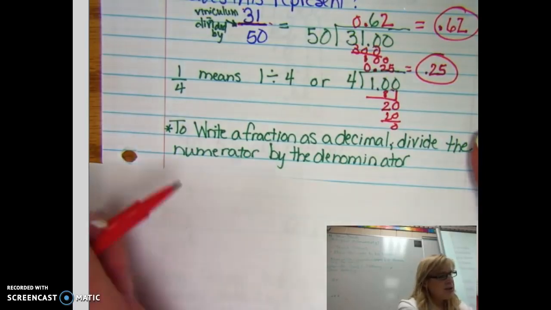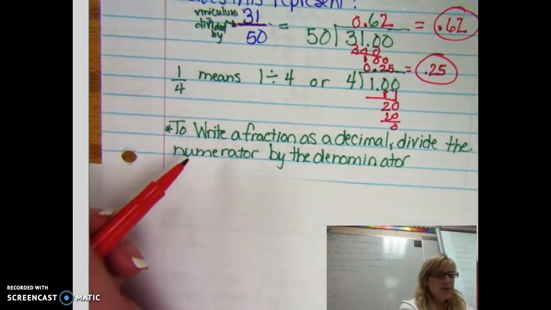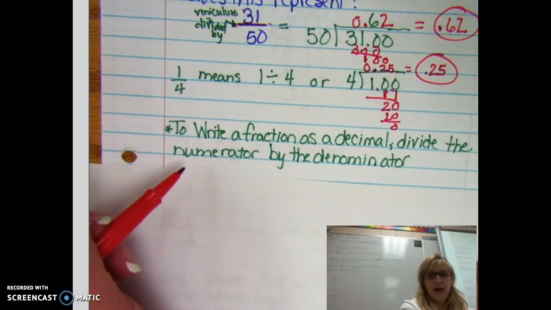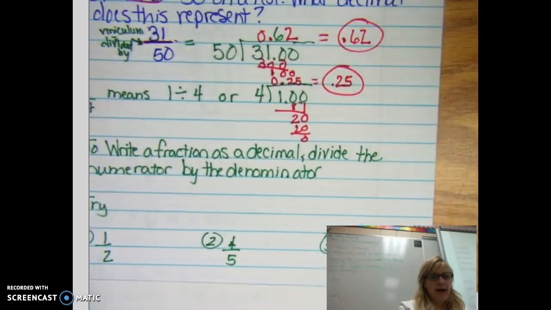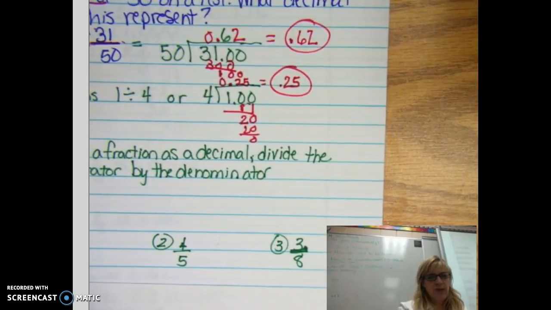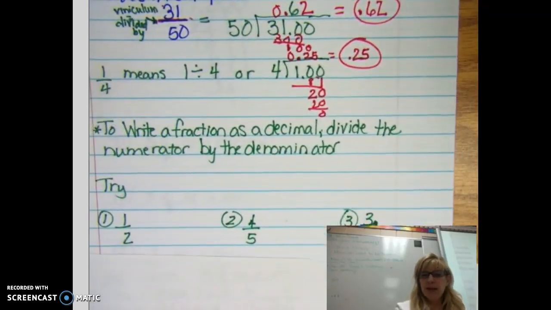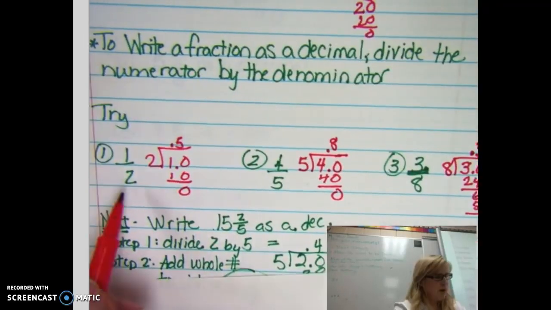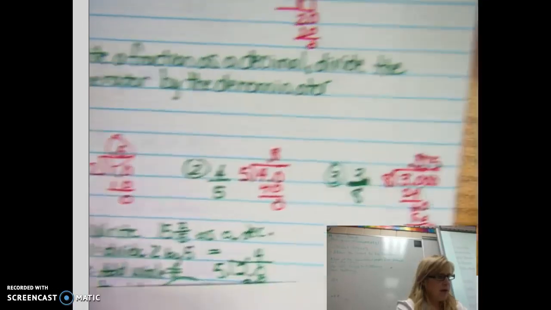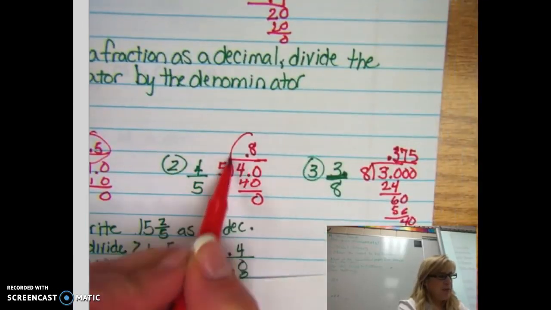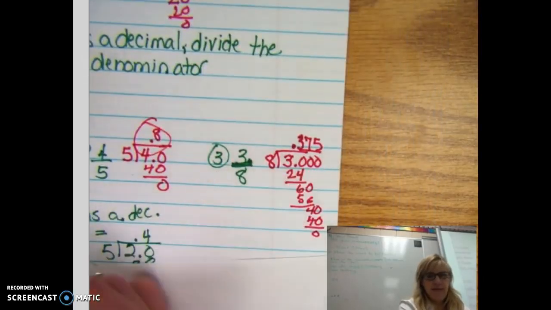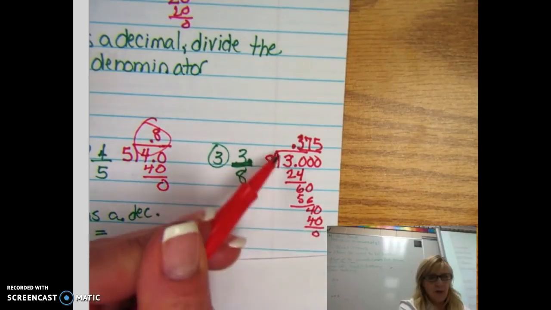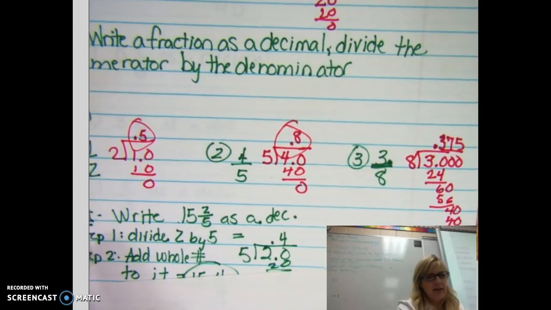So to go through what we just learned up here, to write a fraction as a decimal, you simply divide the numerator by the denominator. So I would like you to try 1/2, 4/5, and 3/8. Pause the video. I'm going to put the corrections up and you can see if you got them right. Number 1, 1/2 is equal to 0.5. Number 2, 4/5 is equal to 0.8, and then 3/8 finally is 0.375. If you missed any of those, please go through my work down below to make sure you've got the concept figured out.